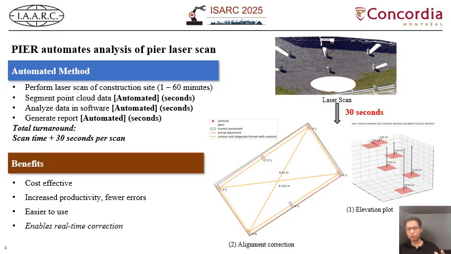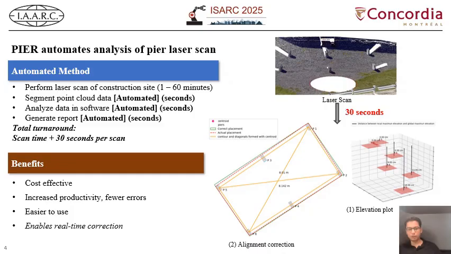To do this laser scan, it takes a minute to an hour, depending on the type of scanner and how the user sets up the parameters of the scanner. After that, once we give Pier this laser scan, it takes a second to segment the point cloud, analyze the data, and generate the report. On average, 30 seconds. So to give instruction for alignment correction and elevation correction.